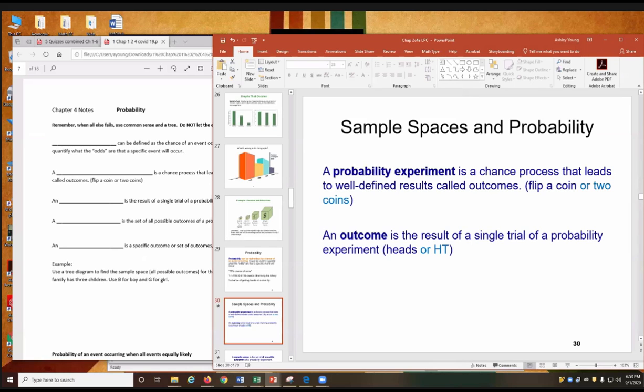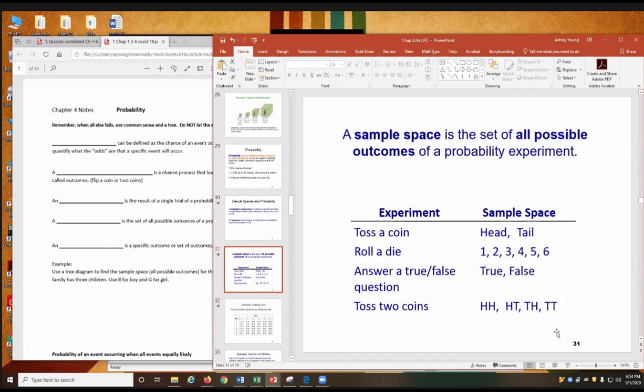Sample spaces and probability, how about, David W., that's fine. Probability is a chance experiment. A probability experiment is a chance process that leads to defined results called outcomes. An outcome is the result of a single trial of a probability experiment. Great. So again, you guys should be filling in your notes because you may be turning those in today.